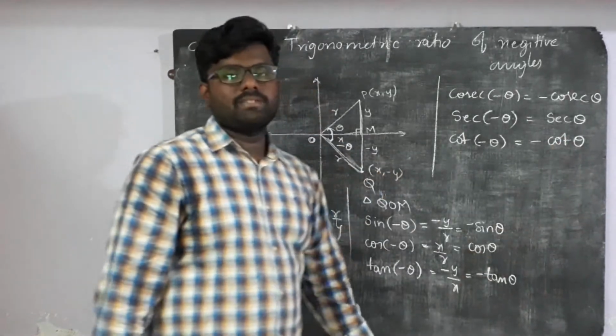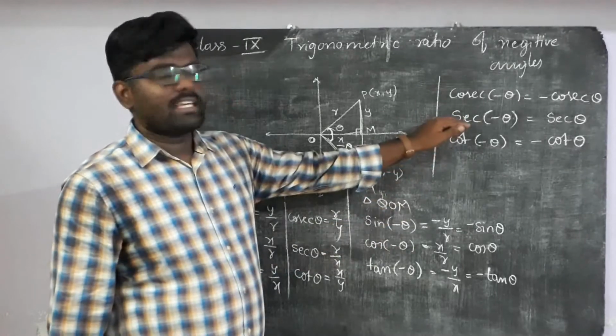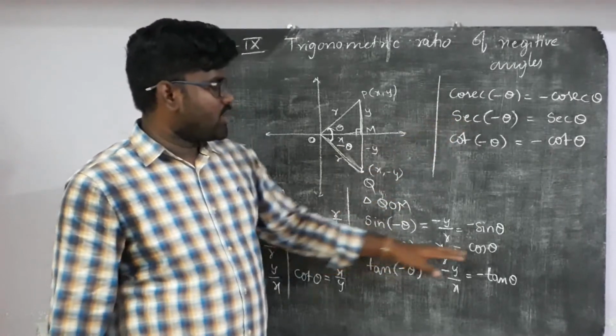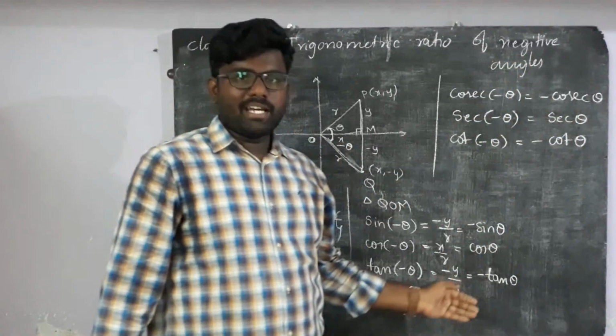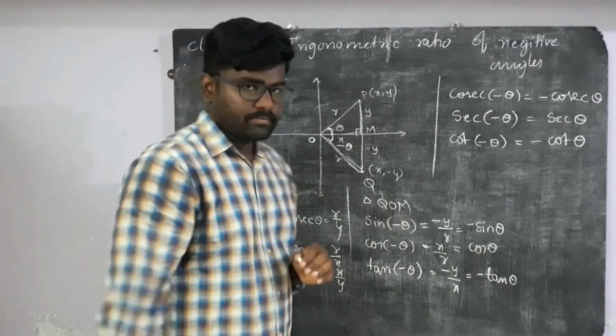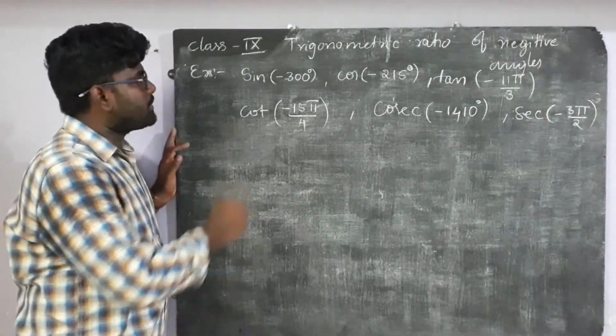What do you observe? Here cos and secant: cos minus theta is equal to cos theta, secant minus theta is equal to secant theta, and the remaining all are negative. And next we can observe the examples.